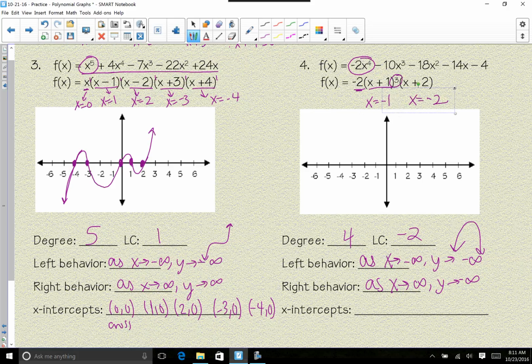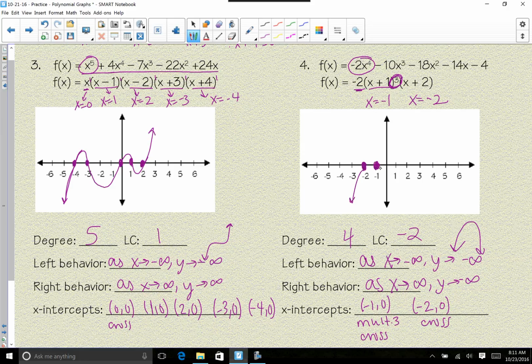All right, but I notice right here I have a multiplicity of 3 at negative 1. So negative 1, 0 has a multiplicity of 3. So I'm going to cross, but what kind of cross is it going to be? It's going to be a flatter cross, right? Because at negative 2, 0, I'm crossing as well, but it's just a regular cross because it was a multiplicity of 1.